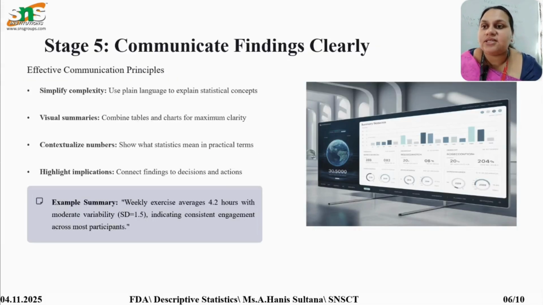And next, the last stage, is to communicate the findings clearly. Why we convert this raw information into data is to avoid complexity, so that even a normal layman could understand with the help of the numbers the meaningful inference which I have gathered. And contextualize the numbers, highlight the implications. All those can be done to visually summarize.